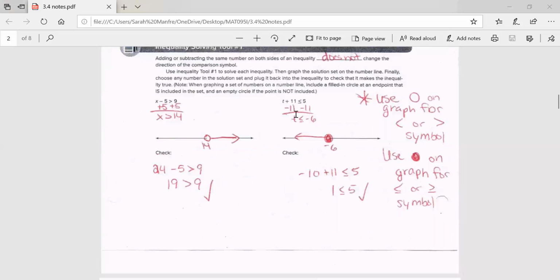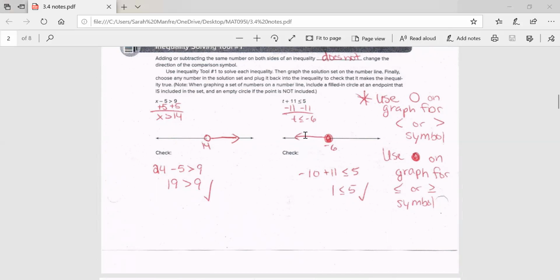Same thing, solve the second one. This has t plus 11, so I'm going to subtract 11 from both sides. I get 5 minus 11 is negative 6. So t is some number less than or equal to negative 6. Well, what numbers are less than negative 6? Negative 6, negative 5, negative 4, negative 3, negative 2. Those are all numbers on the left-hand side, which is why my arrow is going to the left.